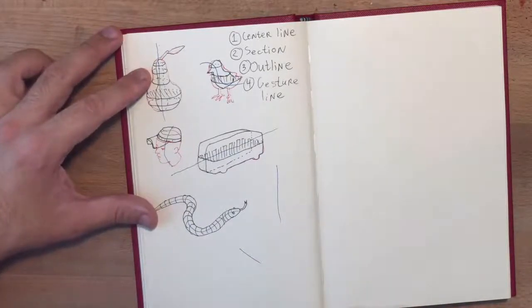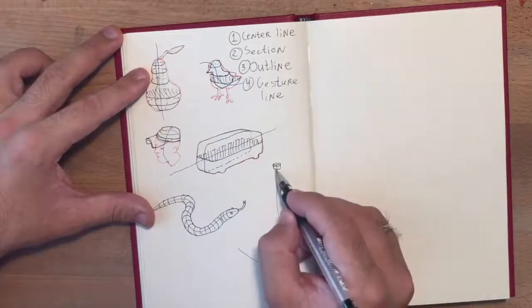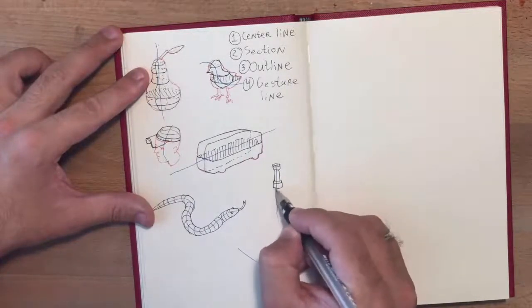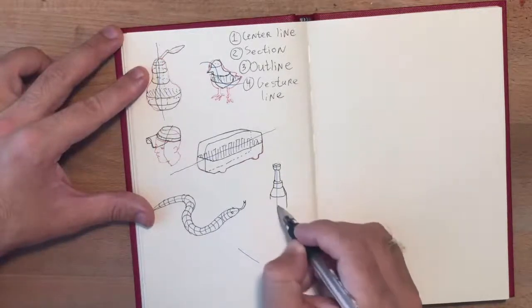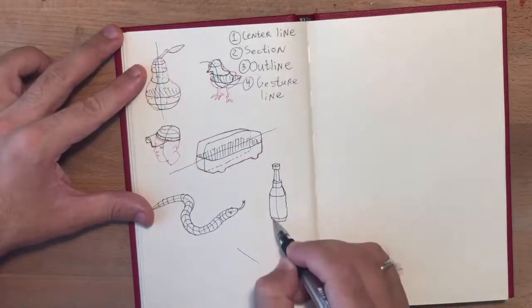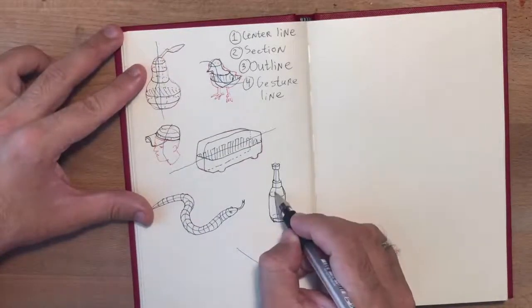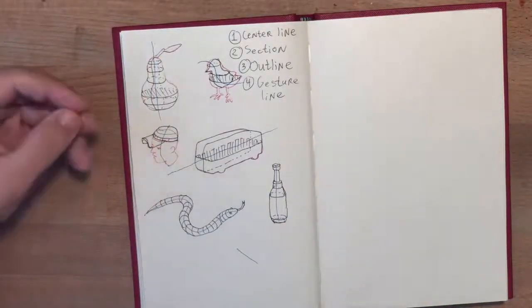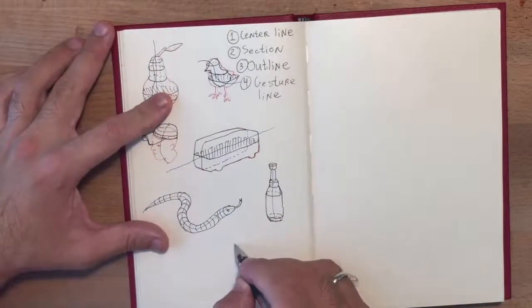Let's do, let's say, a bottle. So here it's just basic elements without applying perspective yet, but later when we talk about perspective, you will see how all these elements work there too. Perspective just gives these elements another level of application.